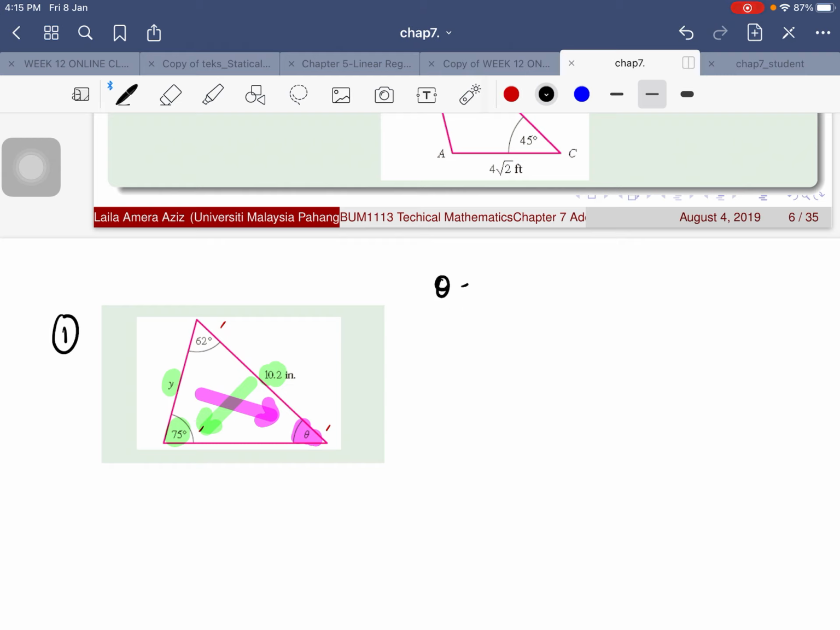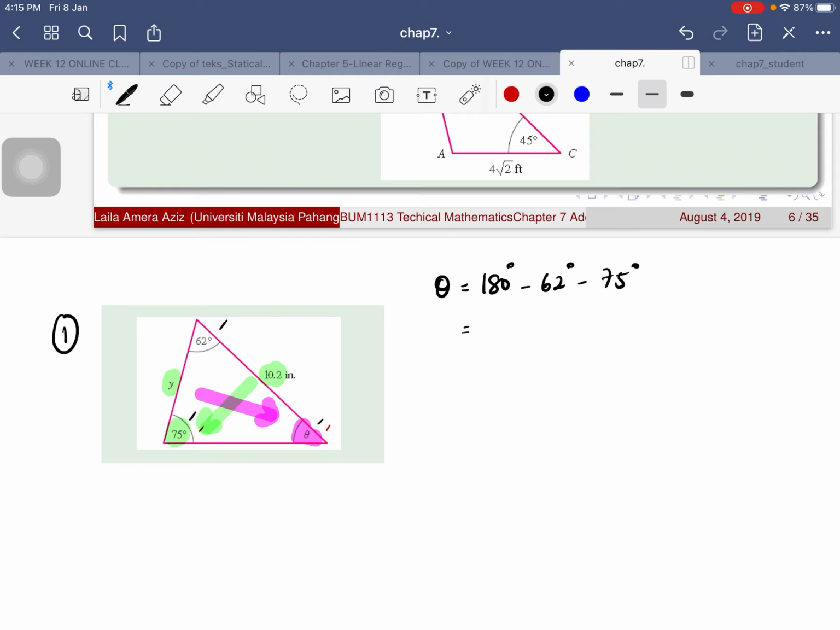Therefore, first of all, I'm going to start by finding the value of theta. We know that when we have a triangle, the sum of the overall angles is going to be 180. So if I add this angle and this angle, the sum should be 180. So theta is going to equal 180 minus 62 degrees minus 75 degrees.